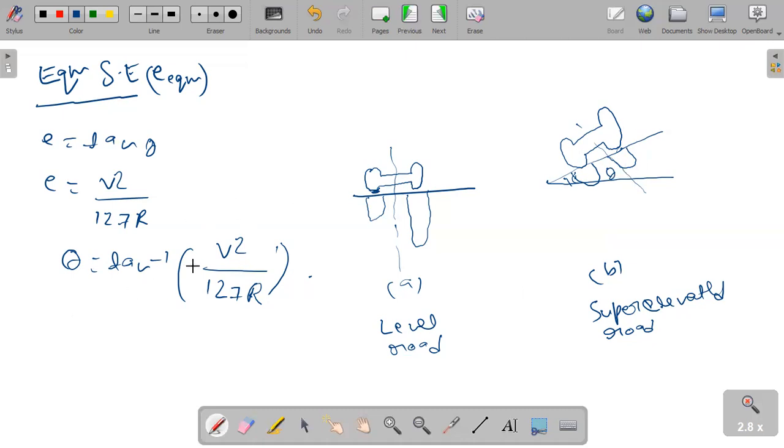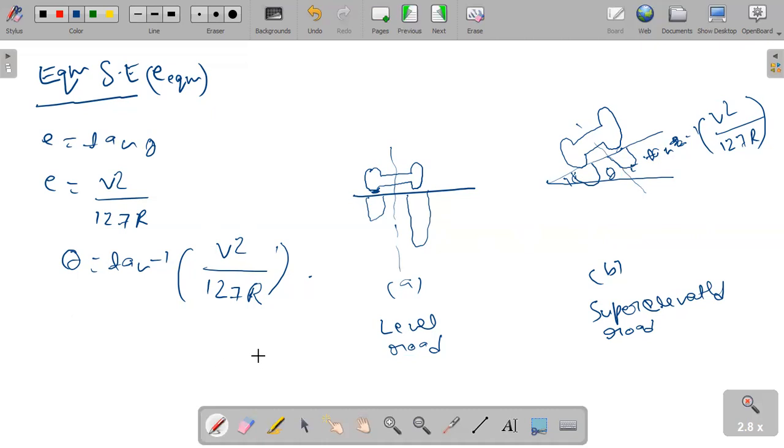If theta is equal to tan inverse v square upon 127 r, then the pressure on both wheels will be equal. Otherwise the pressure on both wheels will not be equal.